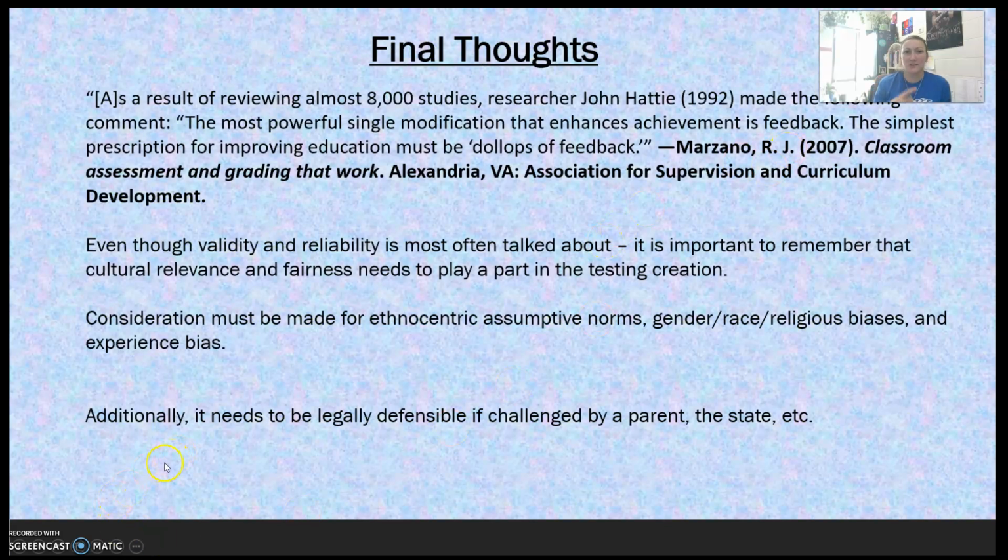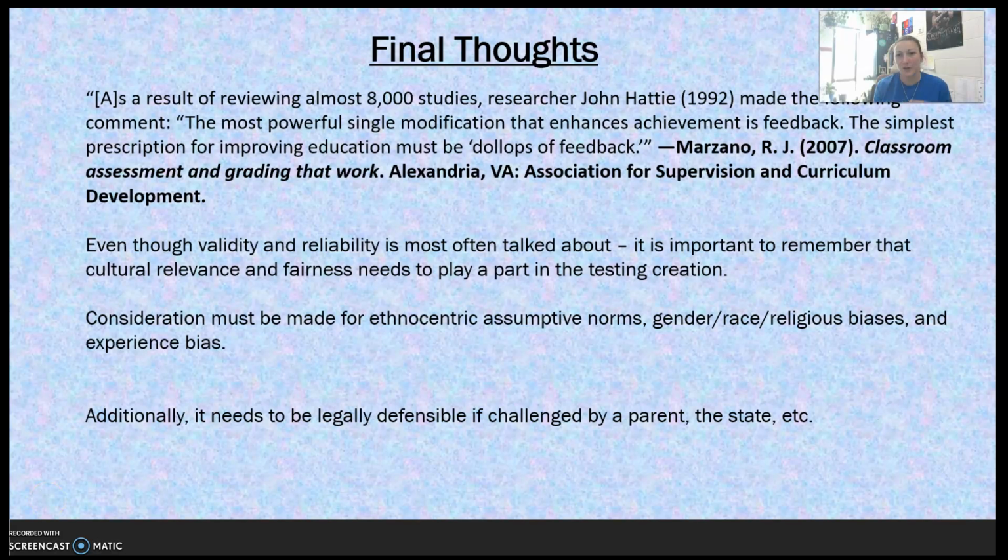However. Final thoughts. Marzano, again, because he's amazing. The most powerful single modification that enhances achievement is feedback. The simplest prescription for improving education must be dollops of feedback. So in that soup, don't forget to add that feedback.